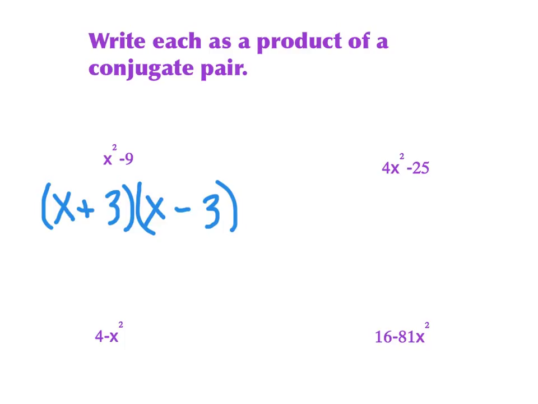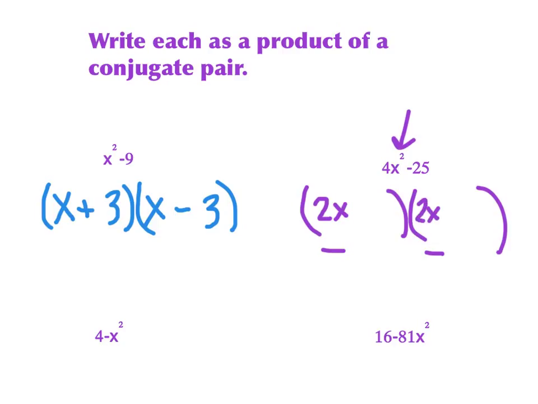All right, let's try the next one. 4x squared minus 25. Okay, so the first 2 terms have to make the 4x squared. What's jumping in your head? Hopefully 2x and 2x. The last 2 terms have to make negative 25, and I need the middle terms to cancel, so I know they have to be the same. So I'm going to go with 5 and 5.